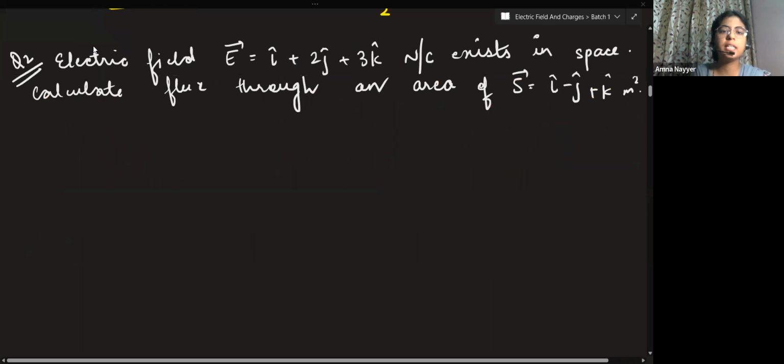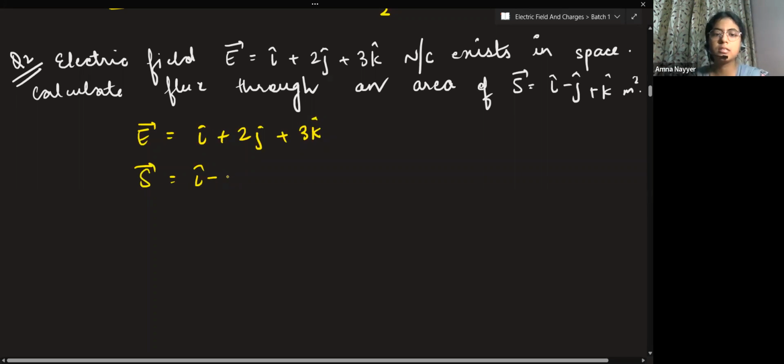All right. So see, it says that the electric field is i cap plus 2j cap plus 3k cap. And the area vector is given to you as surface area. This S is basically the surface area. So this is i cap minus j cap plus k cap. So we have to calculate the flux, and the formula of flux is what? E dot S. So we have to take the dot product of both these.